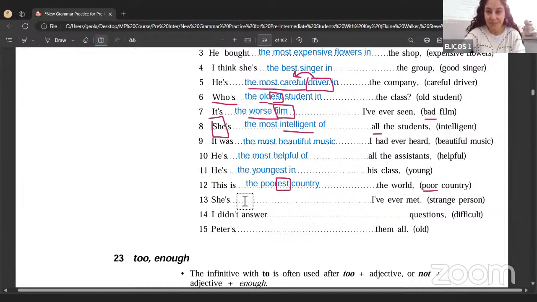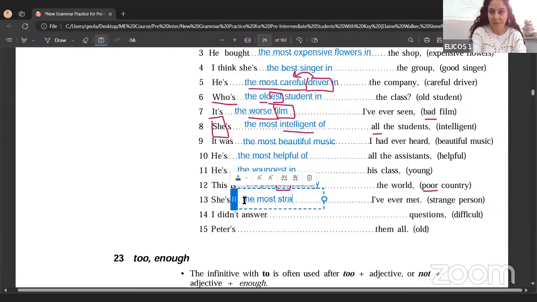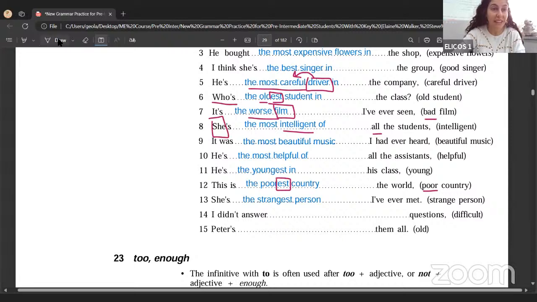13. She is the most strange person I have ever met. Strangest. Oh, sorry, she's the strangest person I've ever met. So strange, stranger has two sounds, but it's in the rule where we just add the EST. So it's not yet a three sound, so we don't add the most. So it's just, she's the strangest person I've ever met in my whole life.